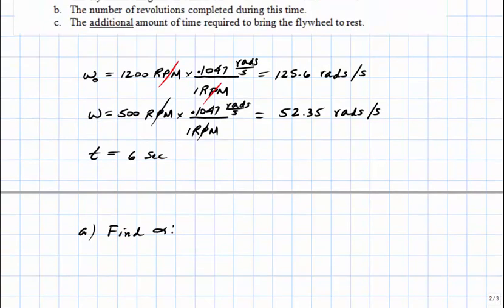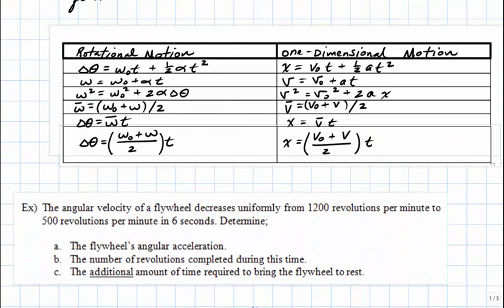Let's now look at the box and identify an equation that's going to work for us. Now, the first equation is not going to work because we don't have delta theta available to us. Delta theta refers to angular displacement, and that was not given. The second equation looks like it may work. We have omega 0, and the time was given. Therefore, this is the equation that we're going to use.